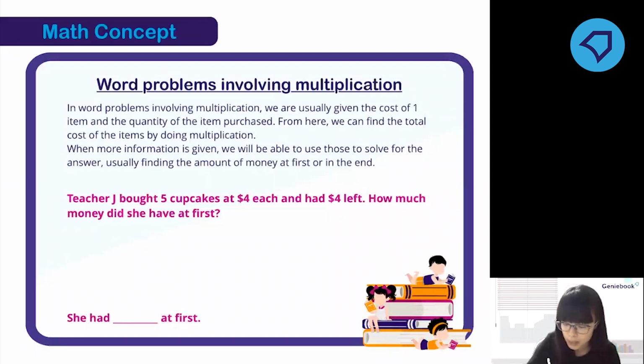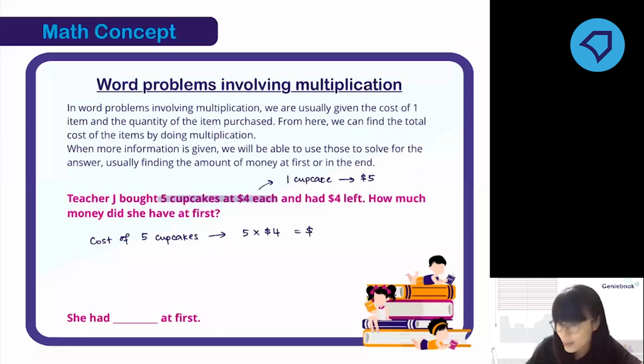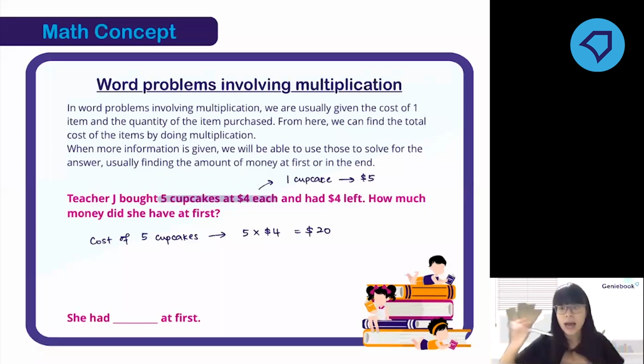The first part would be this one. 5 cupcakes at $4 each. So can you tell me how much does 5 cupcakes cost? $4 each means what? Means 1 cupcake is equals to $5. Okay, so in this case, cost of 5 cupcakes would be 5 times $4. Okay, let me write in a line and you will get $20. $20 over here. Okay, but that's not the final answer because after I paid $20, I had $4 left.